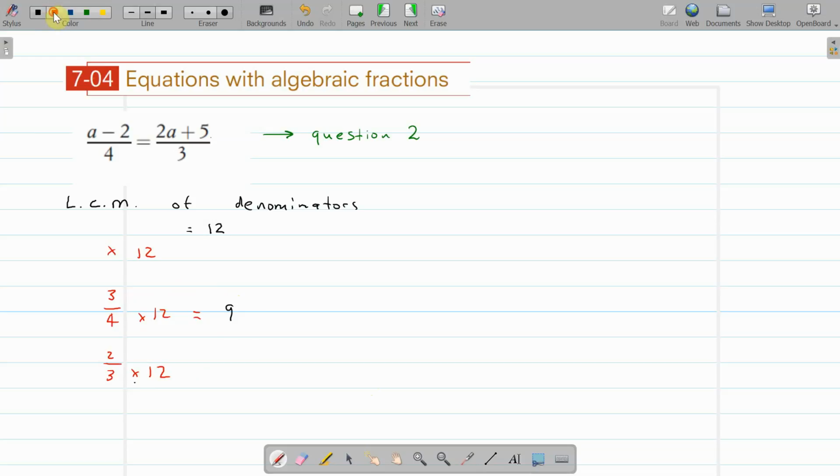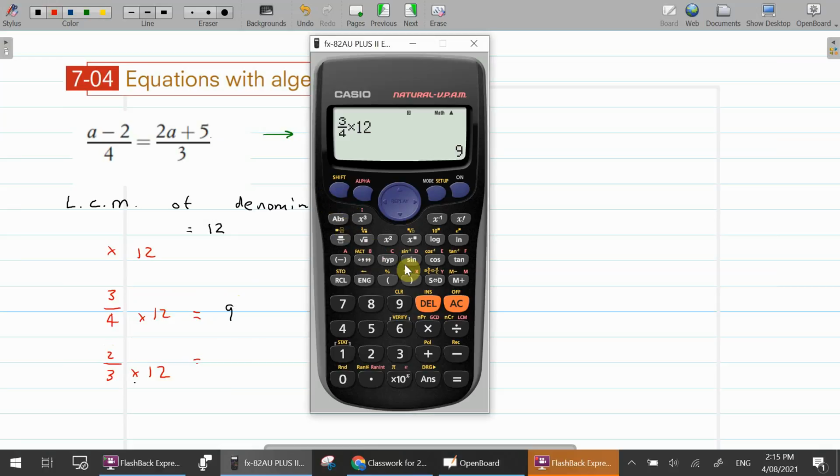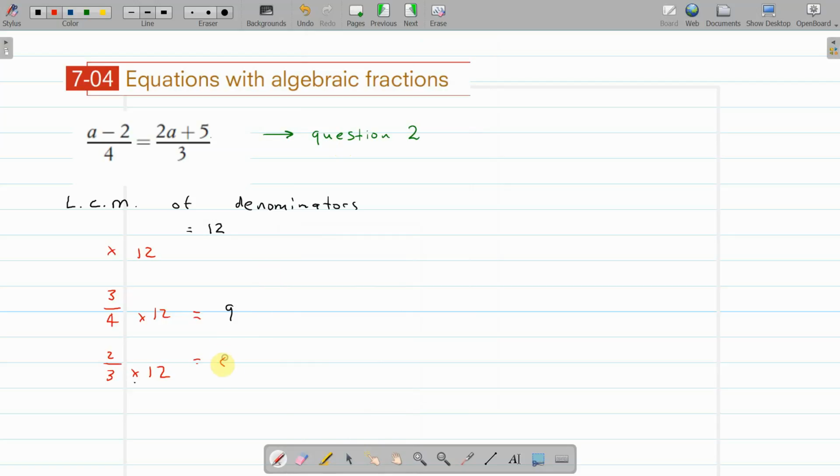Now we'll do 2/3 times 12. What happens to that one? Two-thirds times 12. We end up with 8. Okay, very good. That equals 8. So what have we done? We've taken a fraction, multiplied by the lowest common multiple, and we end up with no fraction and a 9.